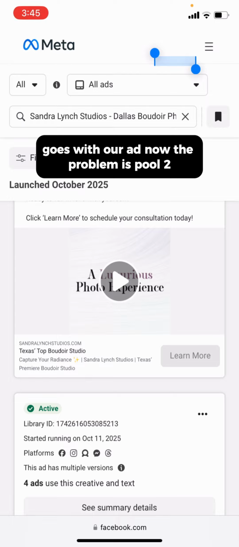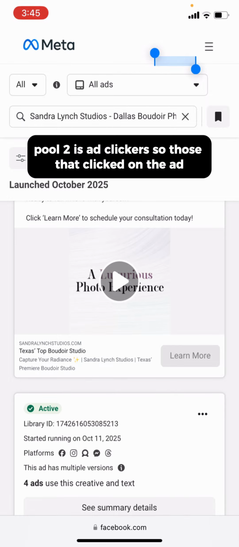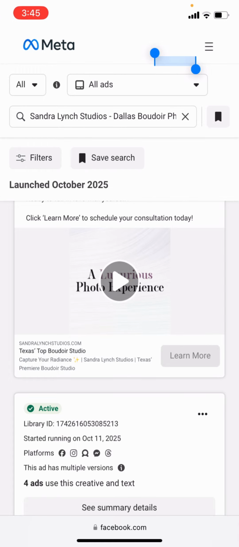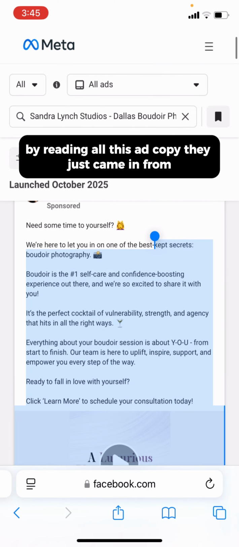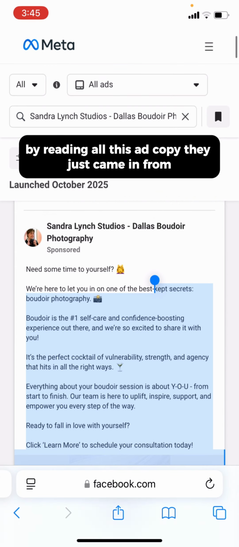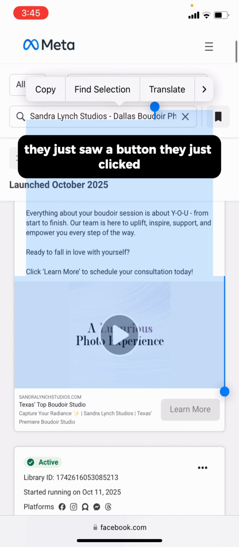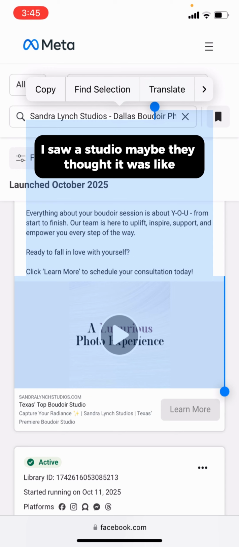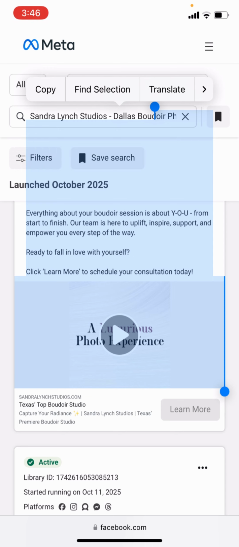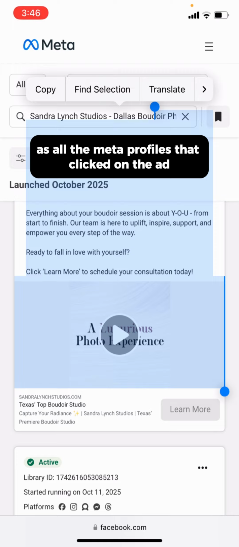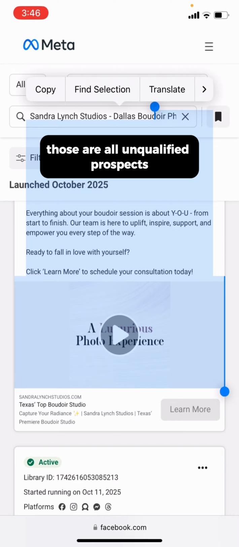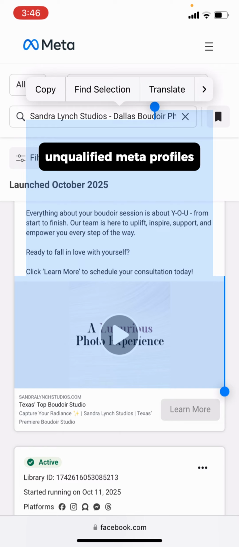Now the problem is pool 2. Pool 2 is ad clickers, so those that clicked on the ad to come to the next page. And guess what? If they didn't come pre-qualified by reading all this ad copy, they just came in from who knows where, they didn't read anything, they just saw a button and clicked. They saw "studio" and maybe thought it was a hair studio or something. They're not pre-qualified at all. So pool 2, all the Meta profiles that clicked on the ad, are all unqualified prospects, unqualified Meta profiles.